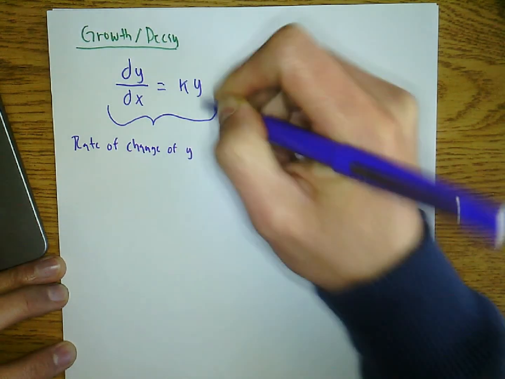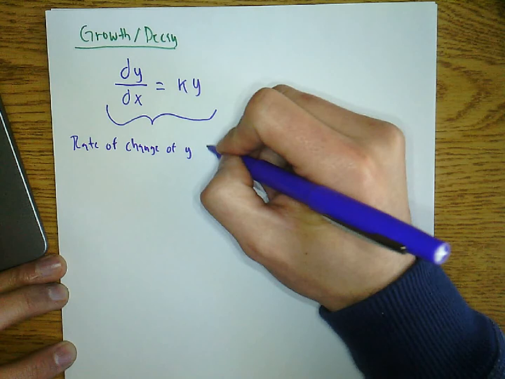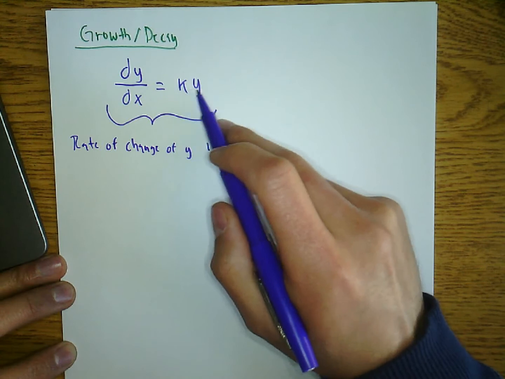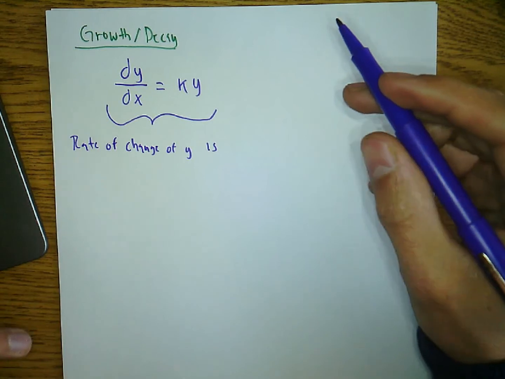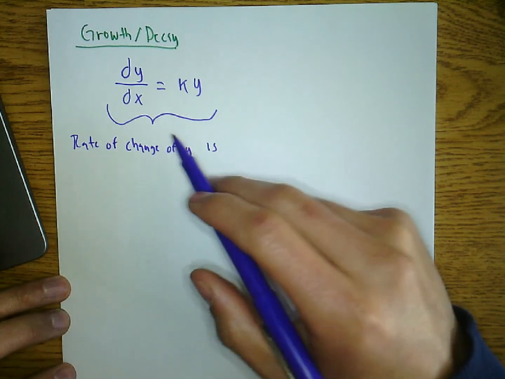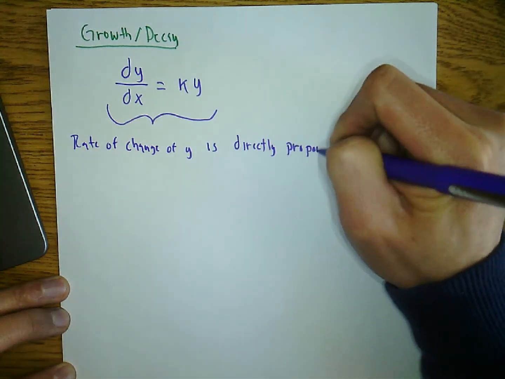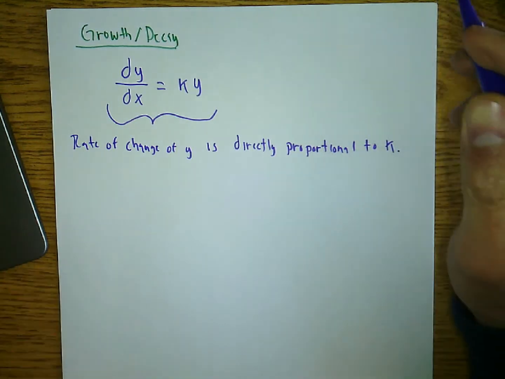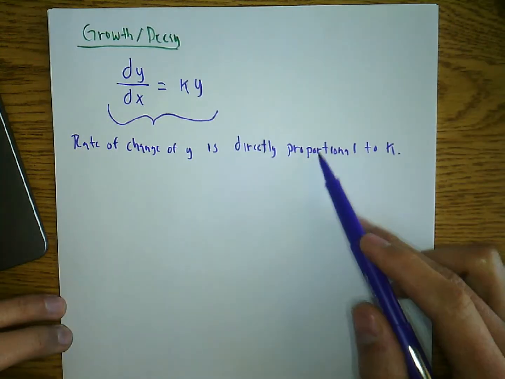Equal sign means is. Now, what is happening between these two, operation-wise? They multiply. Now, I think you've heard this vocabulary before, but let me write it. The rate of change of y is directly proportional to k. When you see the word directly proportional, it means that you are multiplying by whatever's here. So in this case, it's by k. So what this is saying is the rate of change of y is directly proportional to k, so that means it's y times k.